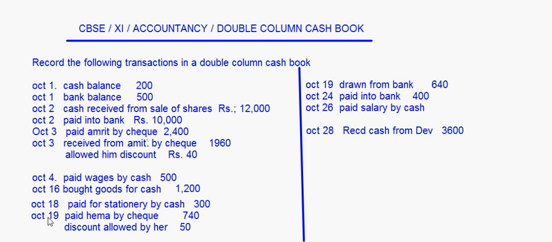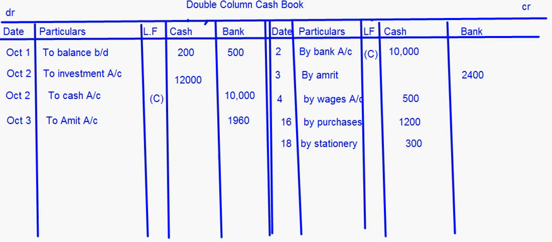300. October 19th, paid Hema by check, discount allowed by her is 50 rupees. Again, this discount allowed by her is not of any concern to us now. It will be there in the journal, not in the double column cash book. Now we will take only this aspect, paid Hema by check.